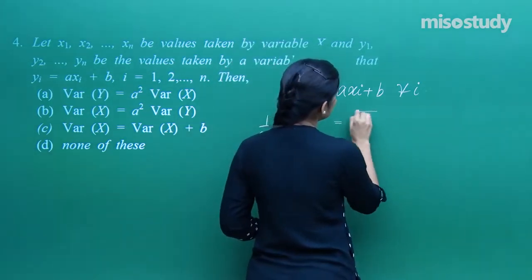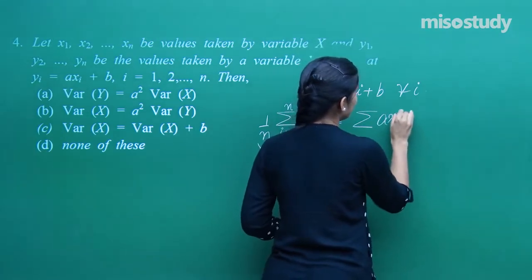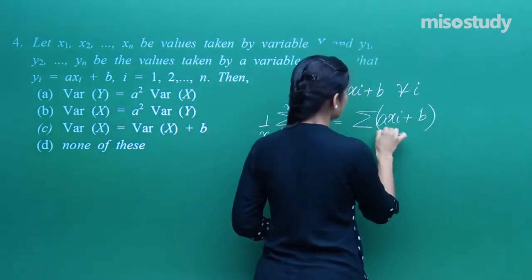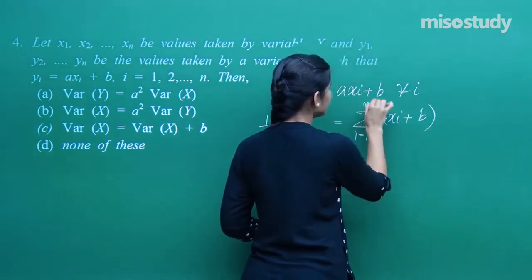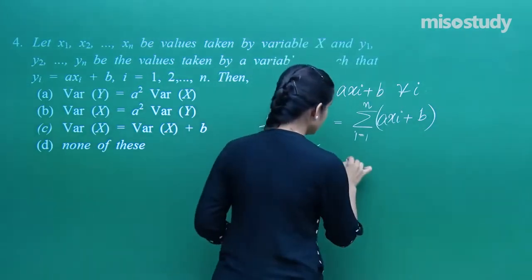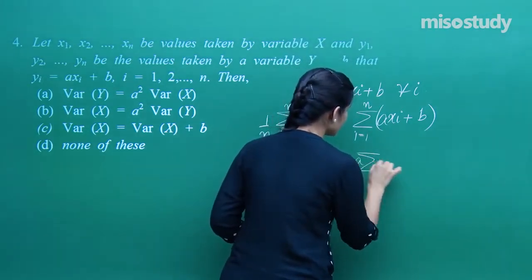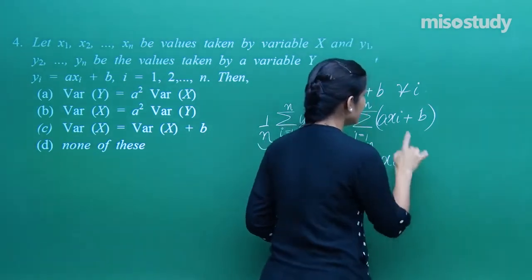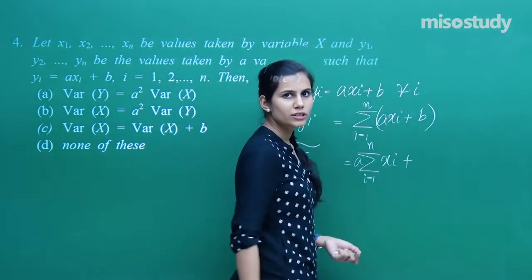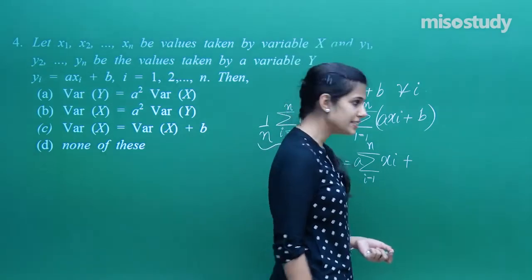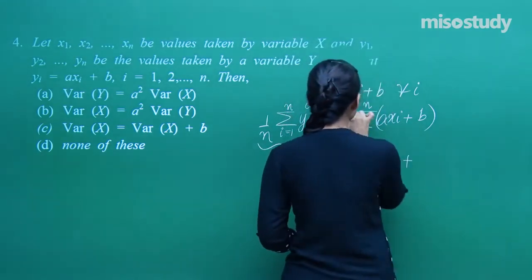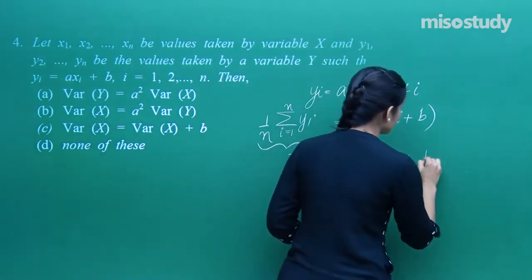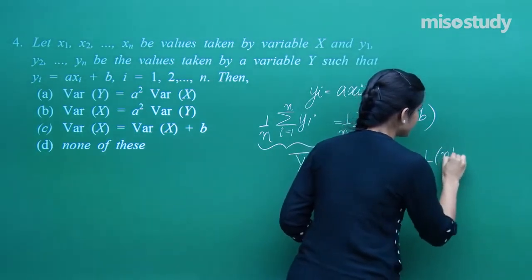This will be equal to summation a xi plus b, i running from 1 to n. Clear? A comes out common, you have summation xi, i running from 1 to n, plus summation b, i running from 1 to n, that means add b to itself n times. When you add b to itself n times, what you get is n times b.